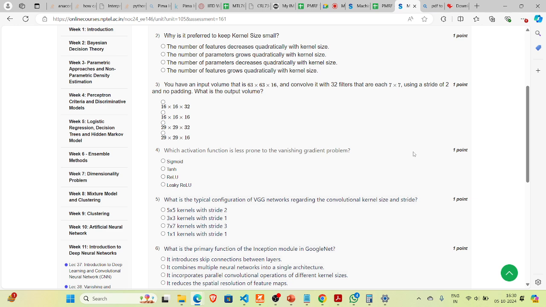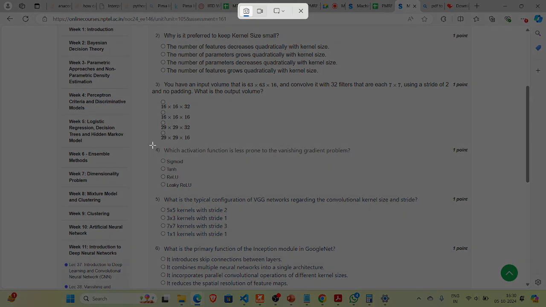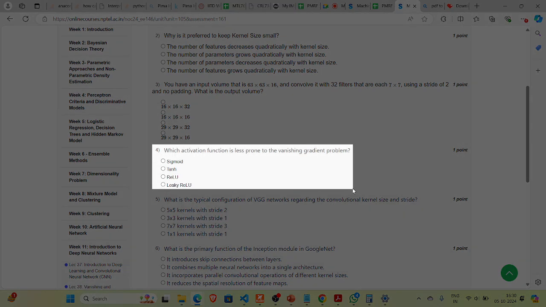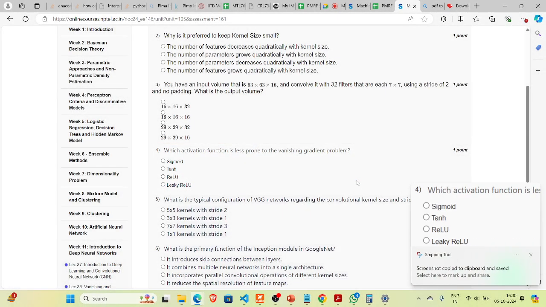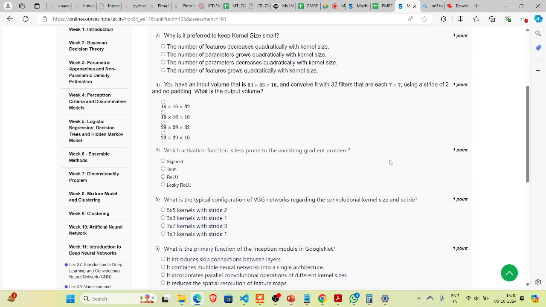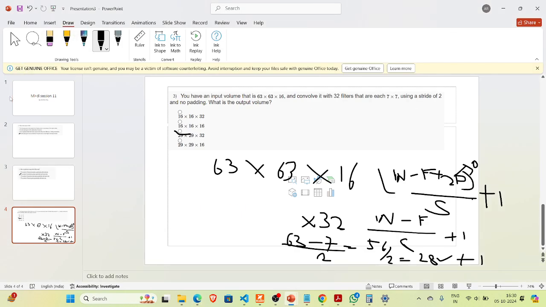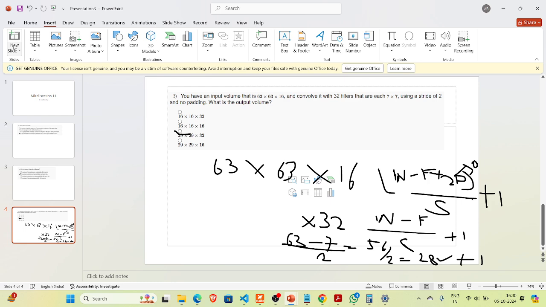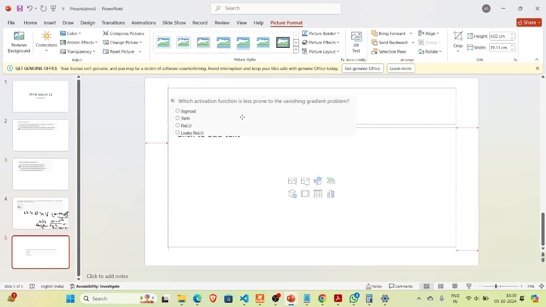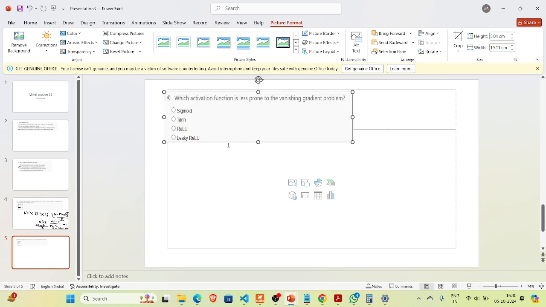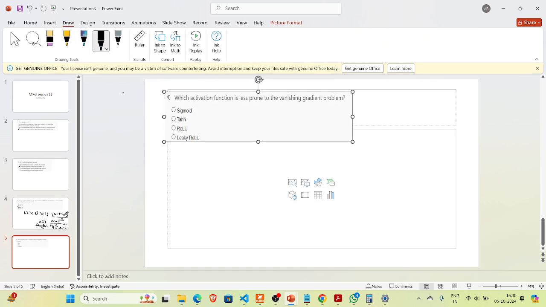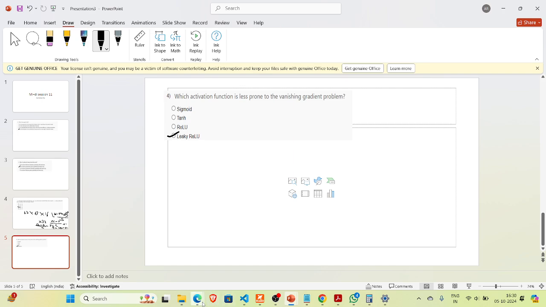So which activation function is less prone to vanishing gradient problem? So it is ReLU, because the gradient of the ReLU is a constant. Okay, but leaky ReLU is there. So leaky ReLU is a better option because below 0 the ReLU becomes 0, but leaky ReLU does not become 0. So leaky ReLU is the best example here. So the answer is leaky ReLU.